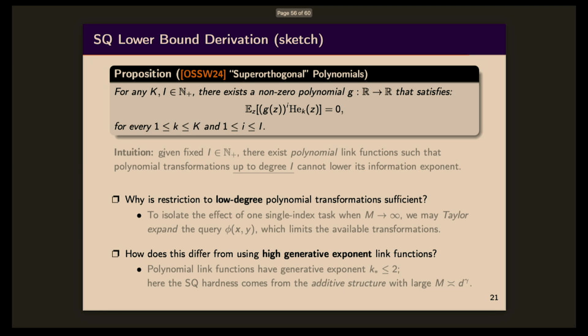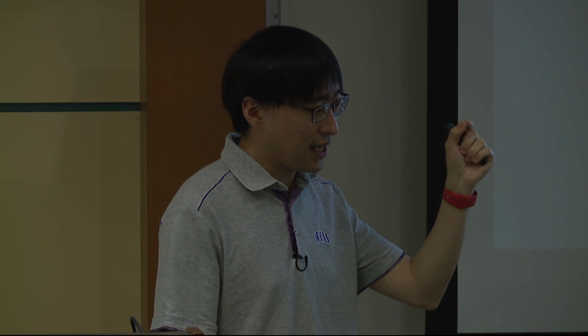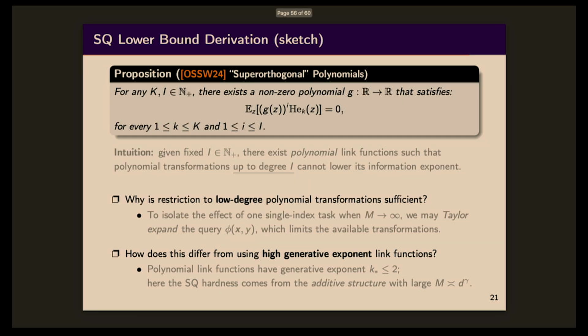Essentially, the reason we can restrict ourselves to low degree polynomial transformations is that M diverges with D. Asymptotically, if you apply some statistical query to my single index model, because M is large, the effect you have on this one model becomes low degree. This is just a Taylor expansion. Does that make sense? Because I have so many tasks, and there's a 1 over square root of M prefactor. You apply the statistical query outside of F star, but when you localize it into one task, one single index model, it's essentially Taylor expandable.